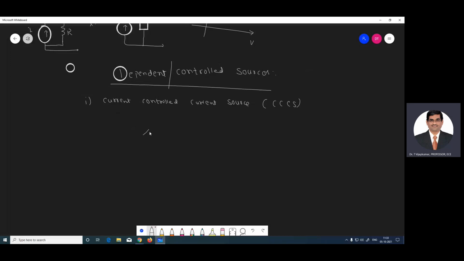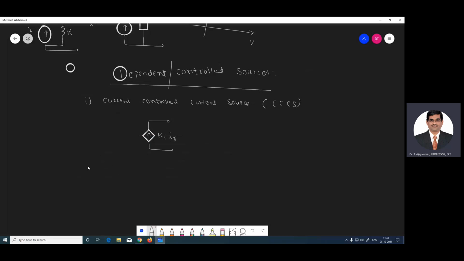So this is the way of representing the dependent or controlled sources. This is the current source, you write a current source like this, and it has the symbol like this, and you can represent this as K1 IX. This is a current source controlled by current, therefore you have to write K1 IX. This is a current controlled current source.